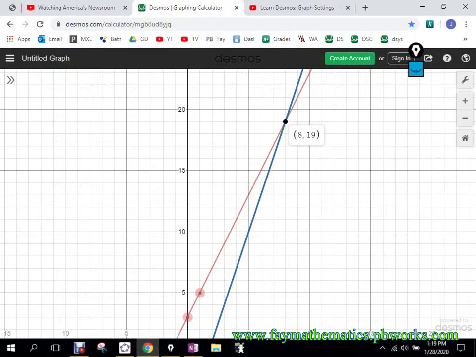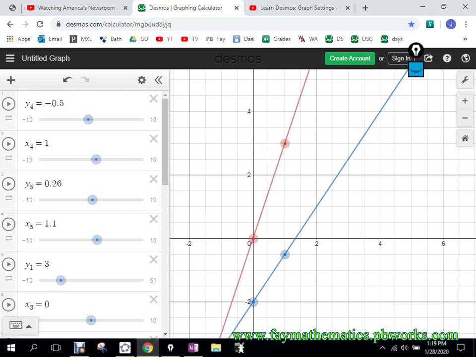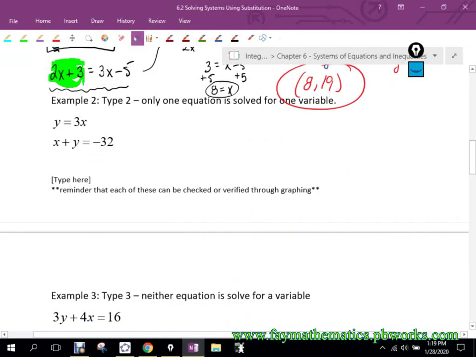y equals 3x, so I'm just going to refresh this. If y equals 3x, that means the y-intercept was 0, right? Slope is up 3 over 1. 1 would be there. The other equation was x plus y equals negative 32.